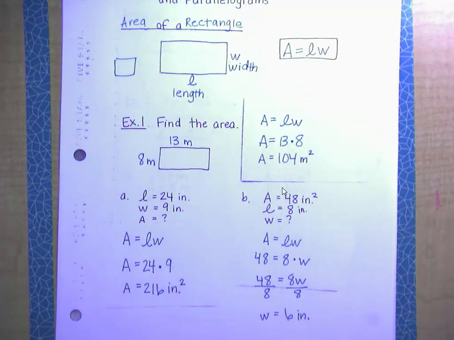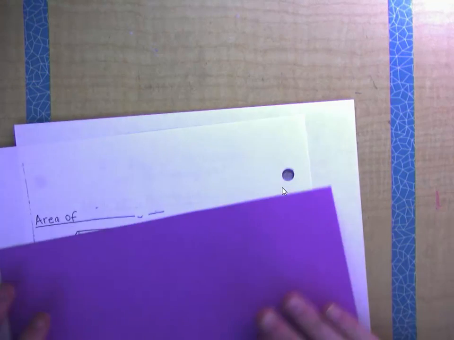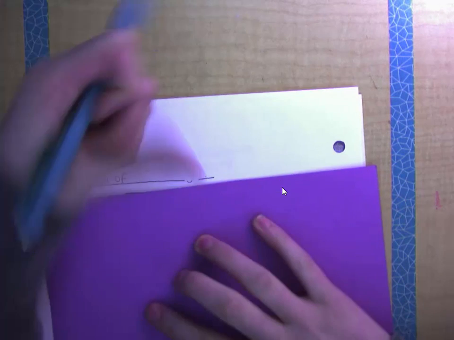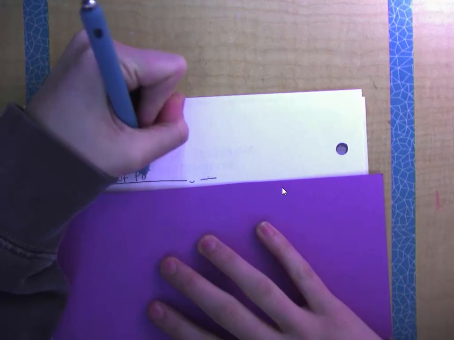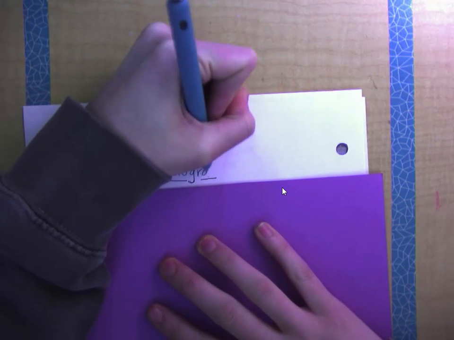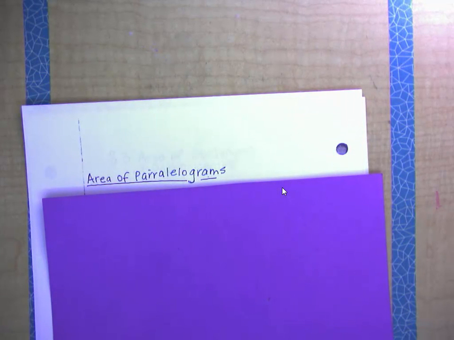Alright, so finding the area of a rectangle or a square, pretty easy. You just multiply the length times the width. Okay? So the other thing we're going to look at is finding the area of parallelograms. And this is kind of a long word. You're finding the area of parallelograms.